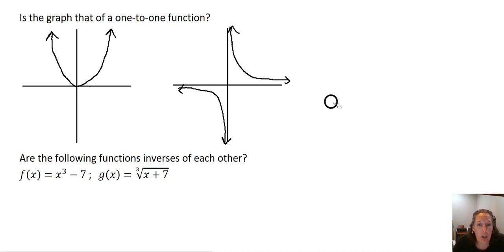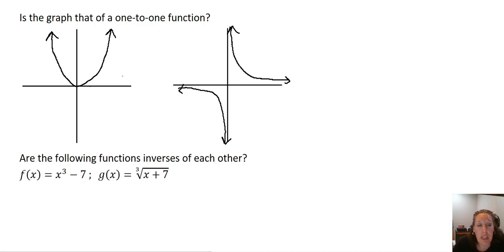Hello, in this video we are going to take a look at one-to-one functions and function inverses. So if a function is one-to-one, then it will have an inverse. And the best way to determine, especially if you're looking at a graph, if a function is one-to-one is to use what we call the horizontal line test.